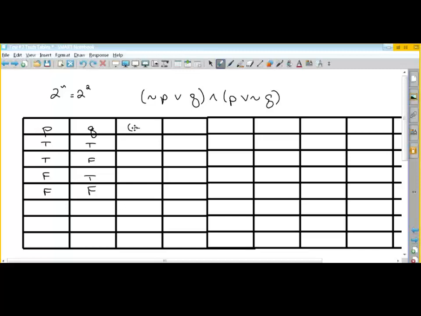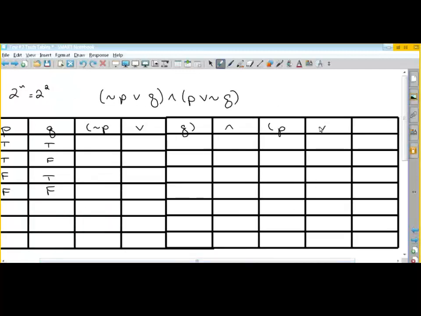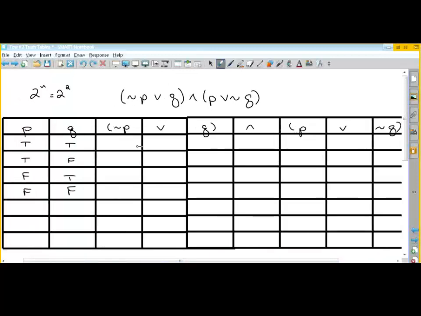Notice none of these negations are outside the parentheses, so I can write the expression as such. So I don't have to use the whole table. I only needed 4 rows for the truth values.